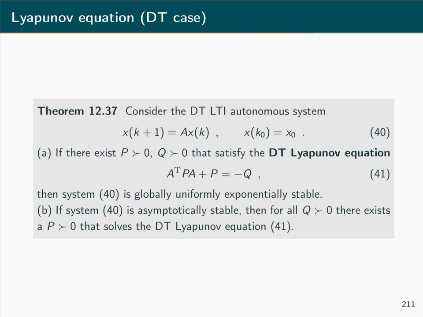And B, if the discrete time LTI autonomous system is asymptotically stable, then for any positive definite matrix Q, there exists a positive definite matrix P that solves the discrete time Lyapunov equation.